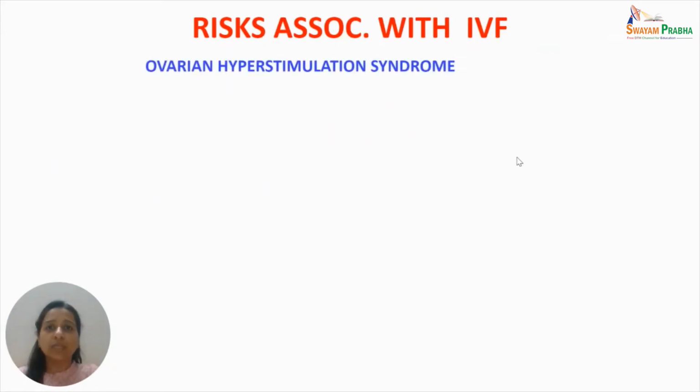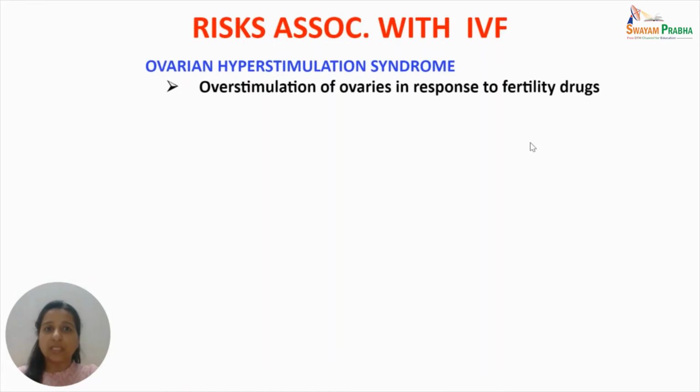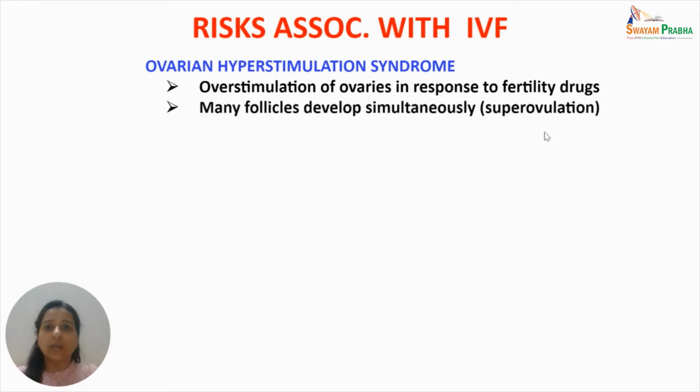A large number of risks are associated with IVF, predominantly the ovarian hyperstimulation syndrome. As we discussed during the procedure, a large number of fertility drugs are given to overstimulate the ovaries so that a number of follicles develop simultaneously. And this process is known as superovulation. But instead of superovulation, the ovaries may respond in such a way that it leads to hyperstimulation of the ovaries, and this is known as ovarian hyperstimulation syndrome.